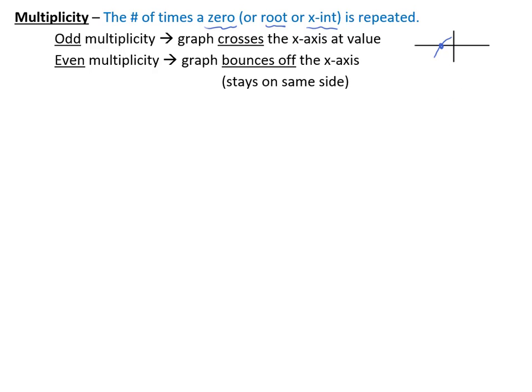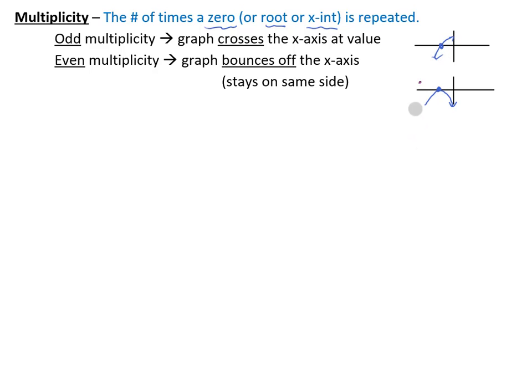However, if we get an even multiplicity, my graph actually bounces off the x-axis. It does not pass through to the other side. So if we had a graph with an even multiplicity at this value, say -1 or -2, whatever that would be, it might come from the top or bottom and it kind of hits that point and turns around. Like it doesn't pass through to the other side.